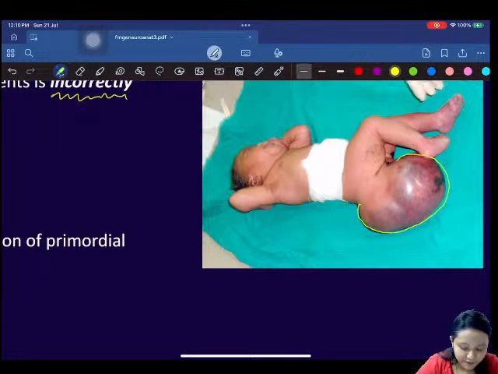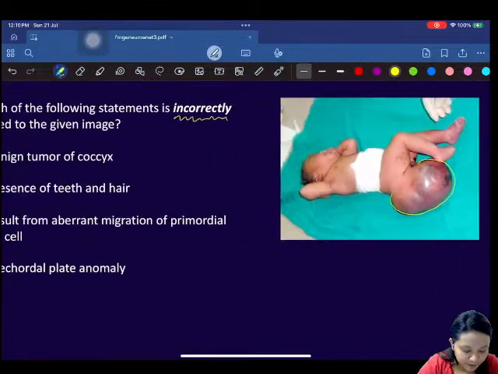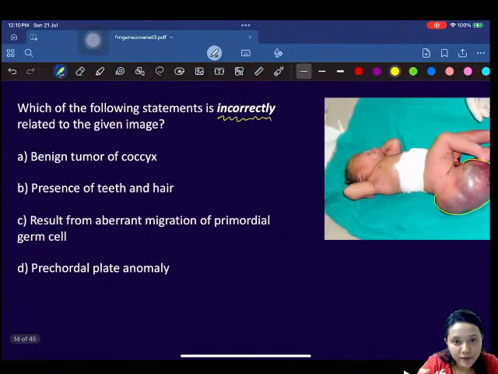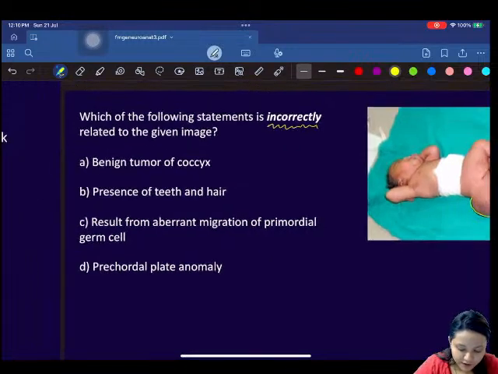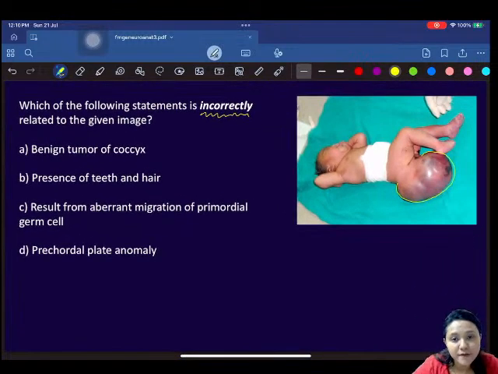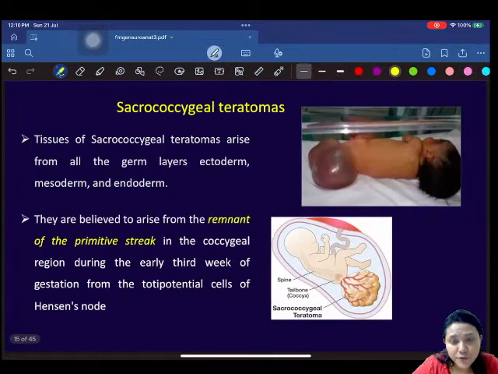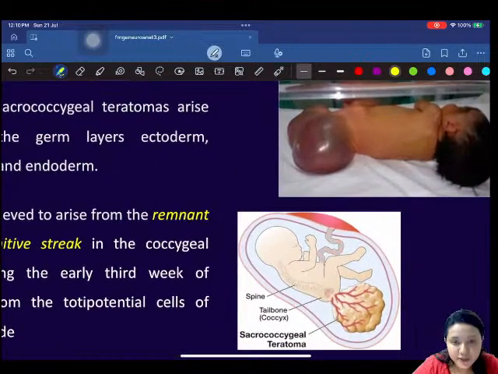Okay, it is a very large tumor, and for this tumor, they have given the incorrect answer. They have said it is a benign tumor of the coccyx, with presence of teeth and hair, resulting from aberrant migration of the primordial germ cell, and precaudal plate anomaly. So this condition is known as the sacrococcygeal teratoma.